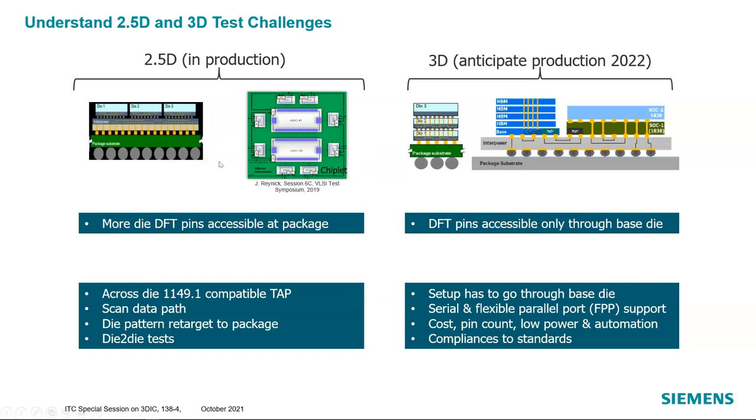2.5D, with multiple ICs packaged side by side on a common interposer, has more relaxed test accessibility than that of 3D. 2.5D may have some specific requirements, like a package-level IEEE 1149.1 compliant TAP, since each die may have a boundary scan. 3D, with the dies stacked on top of each other, presents unique challenges for IC test, since all tests have to go through the base die.